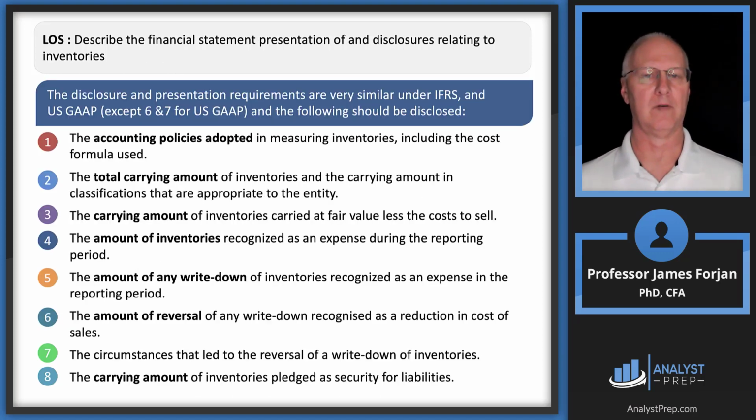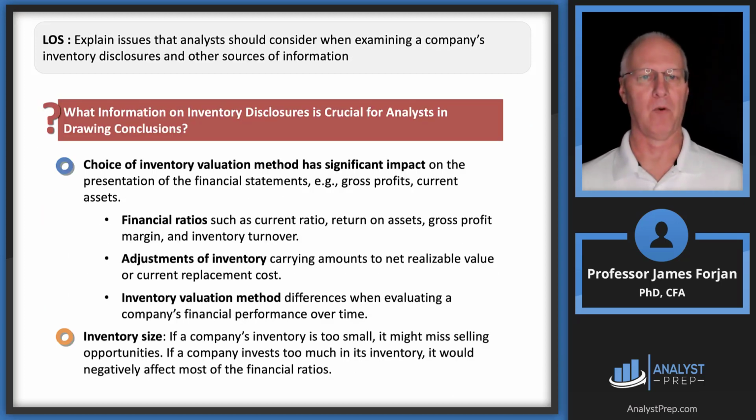Here's a good summary of what is required for disclosures for both the U.S. and the international standards. So what do you have to disclose? Which method you use, right? LIFO or FIFO, total carrying amount, amount of inventories, amount of write-downs, amount of reversals, et cetera, et cetera. Now, what else should be disclosed? And this is where the reading shifts from let's go ahead and think like accountants to let's think like what we're being trained to do. Let's go ahead and think and be good financial analysts.